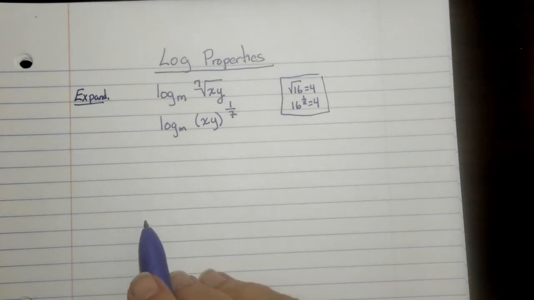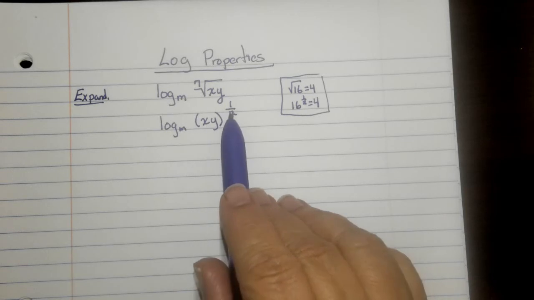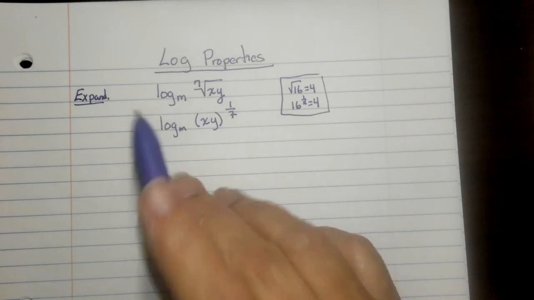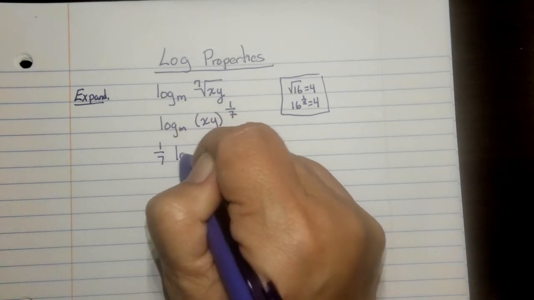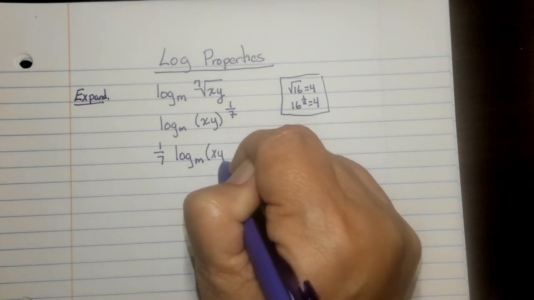Alright, so now we have a log property that says if you have a log raised to a power, this power comes down and is a factor. So it's 1/7 times log base m of xy.